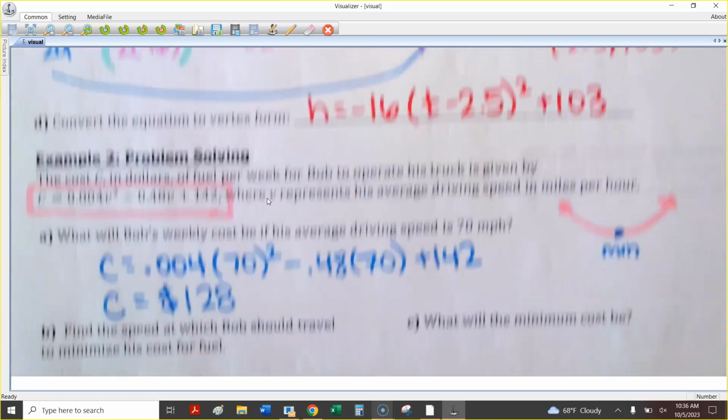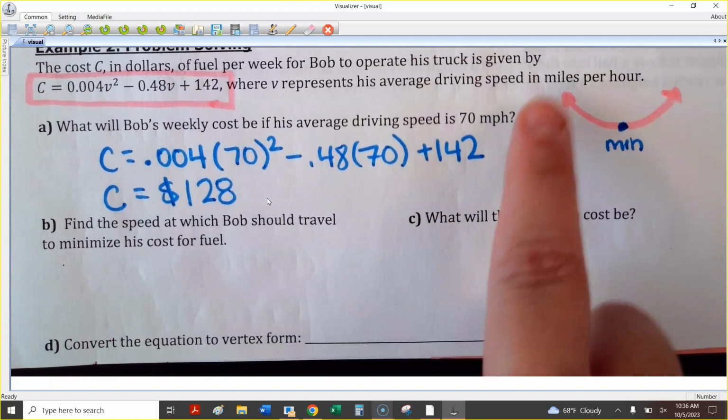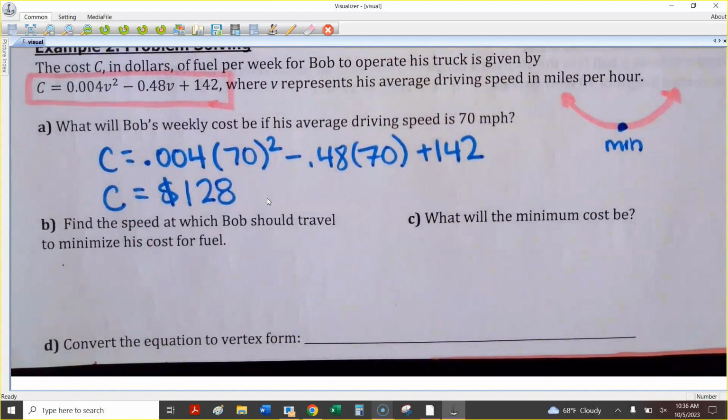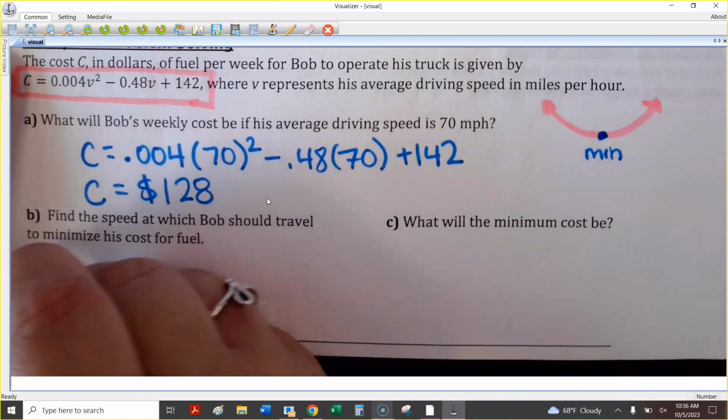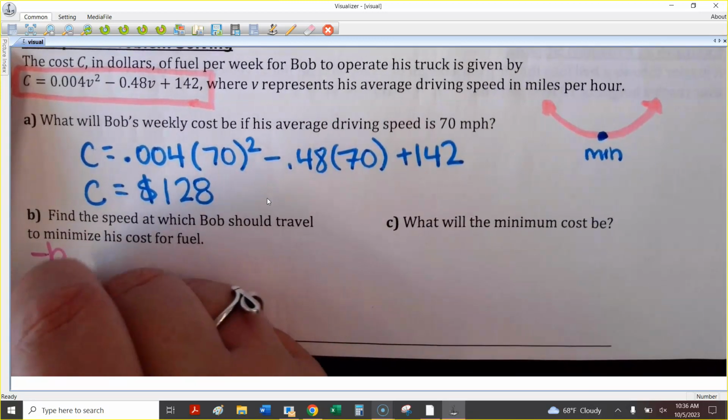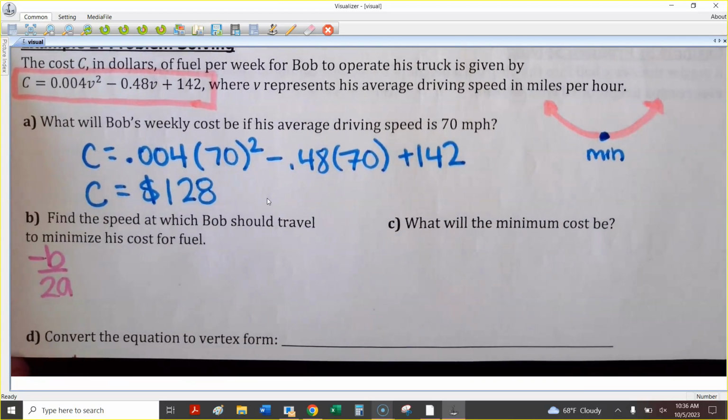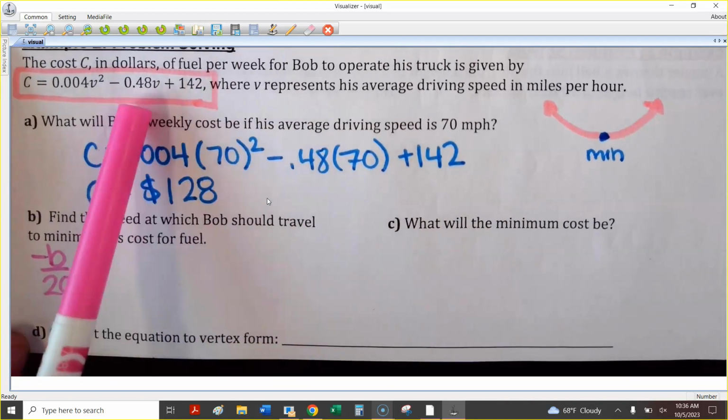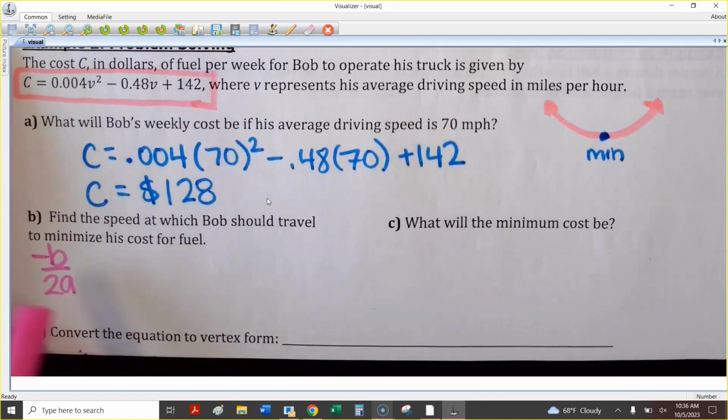This question, the parabola would turn like this. So it makes sense that they're asking us for the speed he should travel to get the minimum, and then we'll find out what that minimum cost should be. Maximum or minimum, doesn't matter. It's exactly the same formula. This is just negative b over 2a. B is just the coefficient of your plain variable. A is the coefficient of your variable squared.